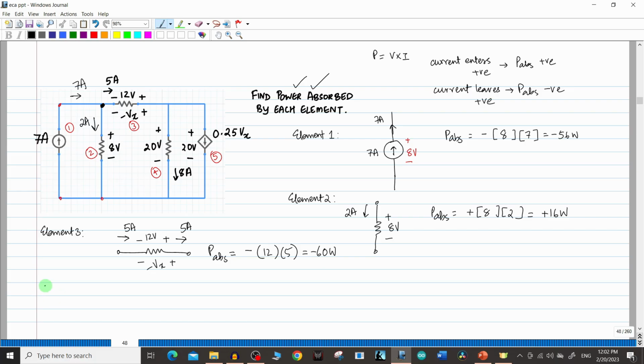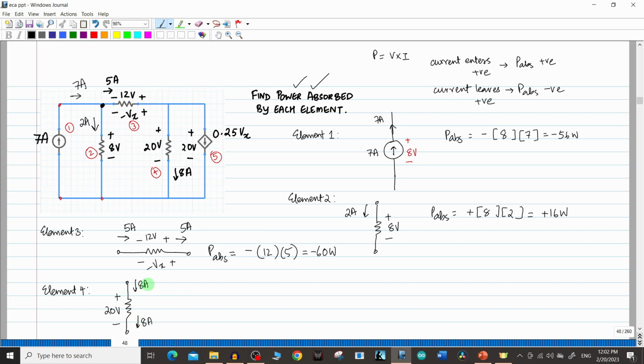Now let us take element number 4. You can see it is this particular element here. So let me just draw that separately. Okay, so this is given to have a voltage plus minus 20 volt like this, and they have given the current which is going as 8 amperes. If you follow the current direction, you see that the current is coming like this and flowing like this here. Sometimes they might give this in the bottom portion to confuse you, but you just trace the path of the current.